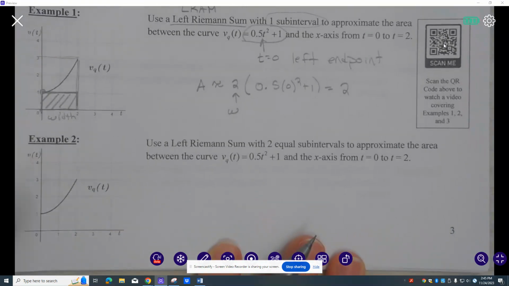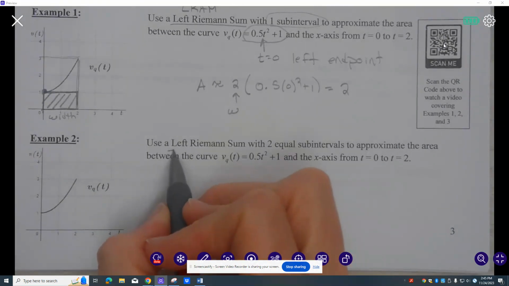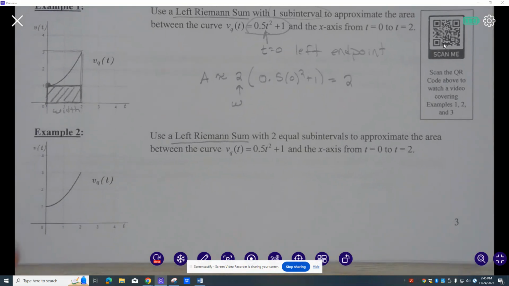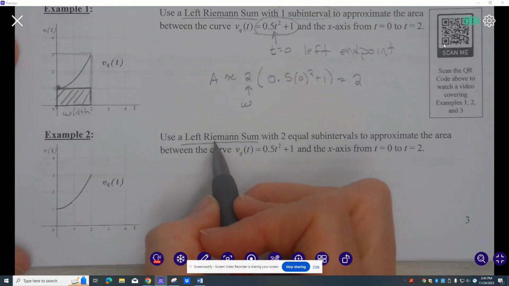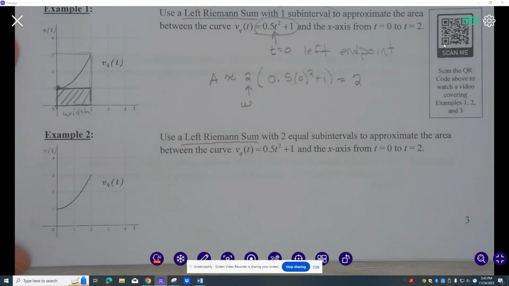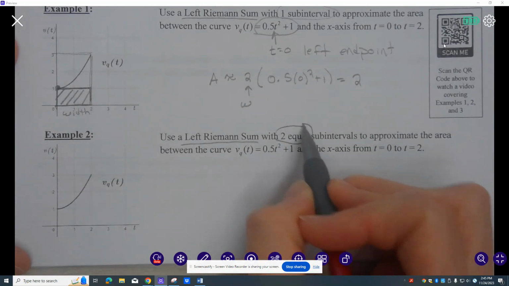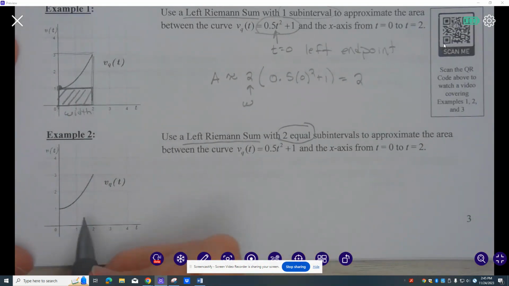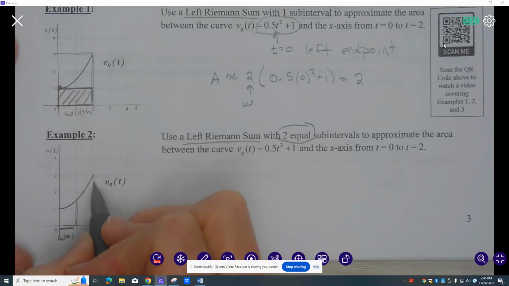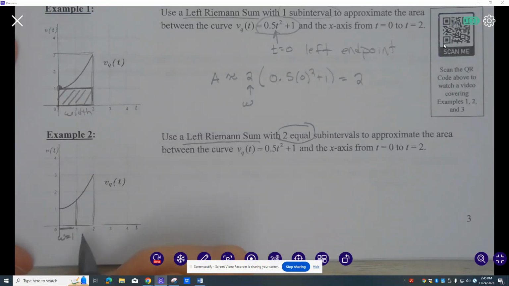Now this next one is still using a left Riemann sum. So I'm going to get the height of my rectangle from my left endpoint. But now I'm doing 2 rectangles. So this is going to be one rectangle. So there's my width. In this case, w will be 1. Here's my second rectangle, and w will be 1 again.